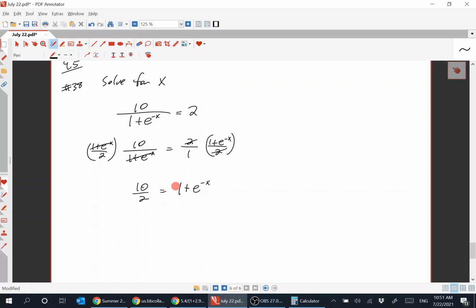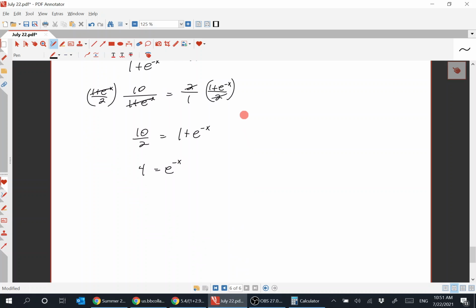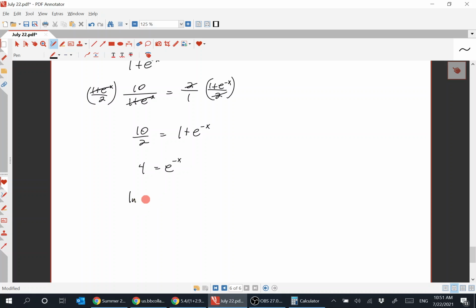So subtract 1 from each side. 4 is e to the minus x. Now I can apply a logarithm. So I've solved for the exponential expression. I've got e to the something equals a number. So now I can take a log of both sides. Natural log is nice, right? Because with the natural log, the e just disappears. Because natural log of x and e to the x are inverse functions of each other.